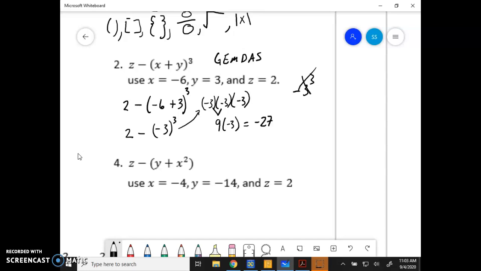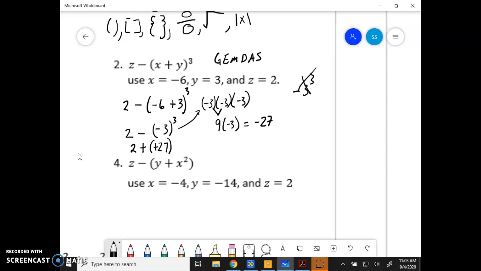+9 times -3 is -27. All right? So now I have 2 minus -27. And if we have back-to-back negatives like this, subtracting a negative is the same as adding a positive.